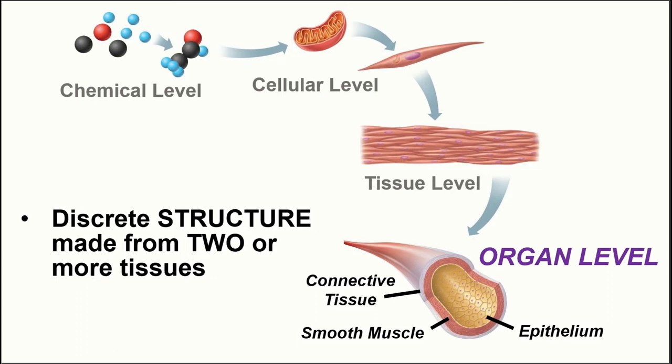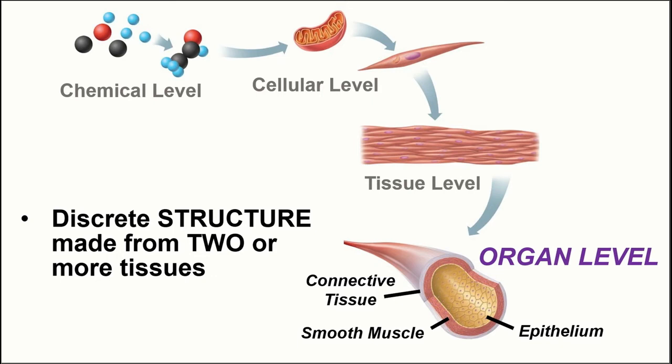So an organ is defined as a discrete structure that is composed of two or more tissue types. Now, typically, most organs contain all four tissue types that we had just discussed, but as long as it contains at least two different types of tissues, then it is considered an organ.